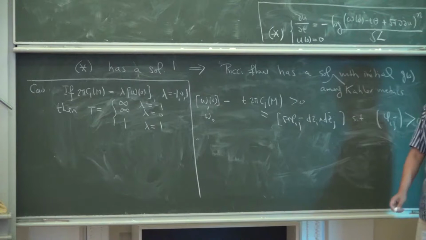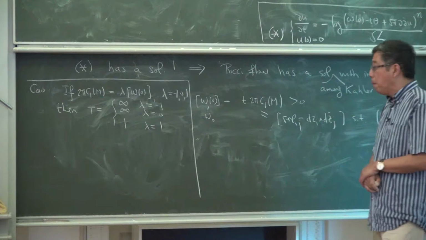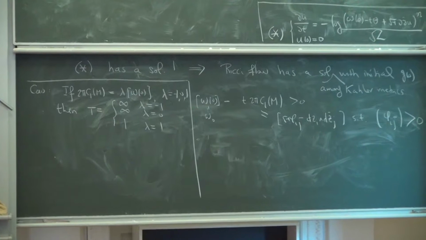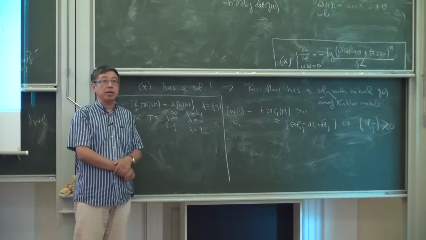So in the other cases, you have a long time solution. And you can also see that Cao actually proved in those two cases, after renormalizing the volume, the solution converges to a Kahler-Einstein metric. So in this way, he reproved this.